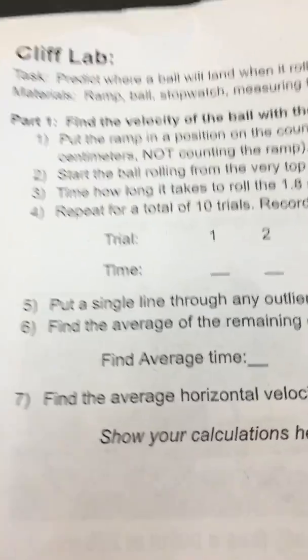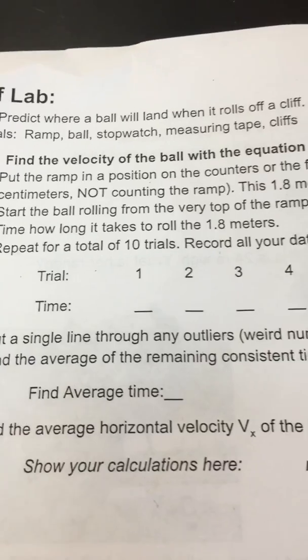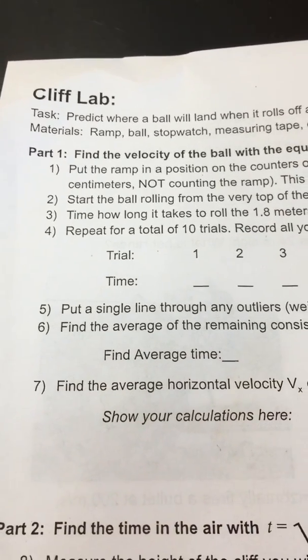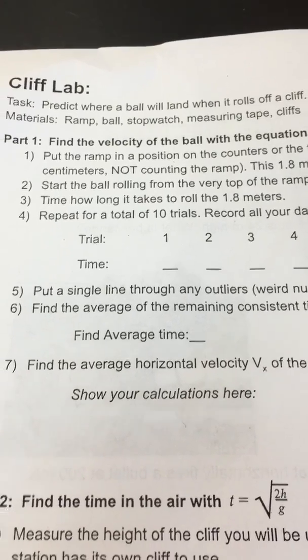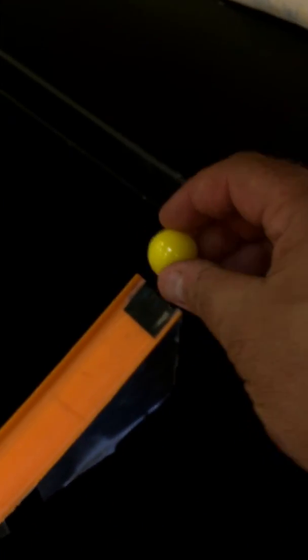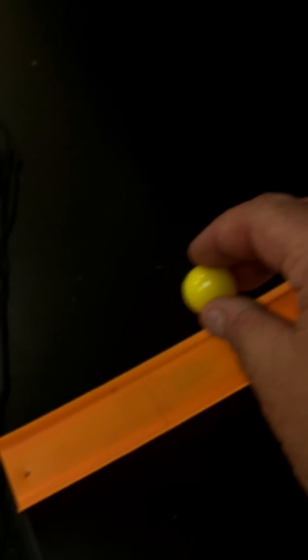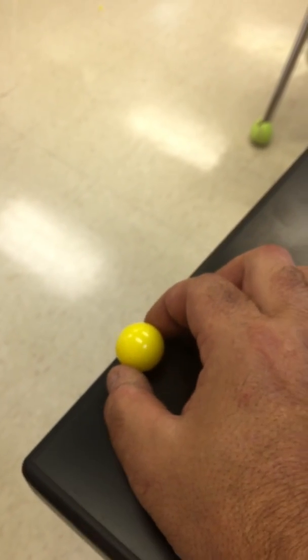Step number 2, start the ball rolling from the very top of the ramp. And then step 3, time how long it takes to roll 1.8 meters. So you're going to have a person release the ball from up here, but the timer does not start until the ball reaches the horizontal part, the start of the 180 centimeters. And then you're going to time it until it reaches the end of the table and stop the timer there.